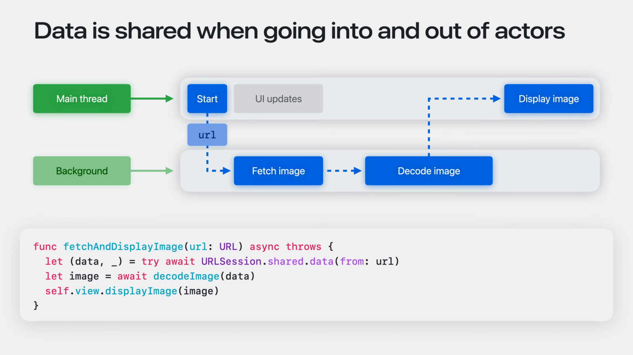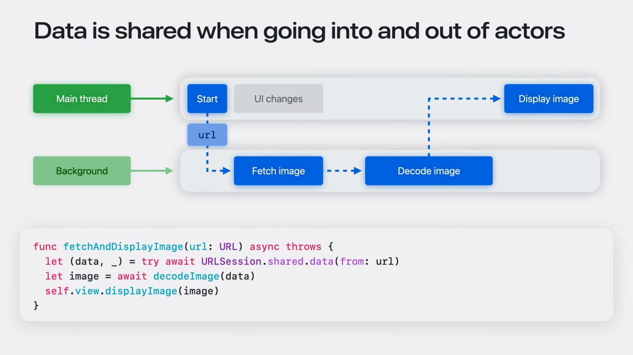When we get the URL from the UI, it's passed from the main actor out to the background thread to fetch the image. Fetching the image returns data, which is passed along to image decoding. Then, after we've decoded, the image is passed back into the main actor, along with self. Swift ensures that all of these values are accessed safely in concurrent code. Let's see what happens if the UI update ends up creating additional tasks that involve the URL.